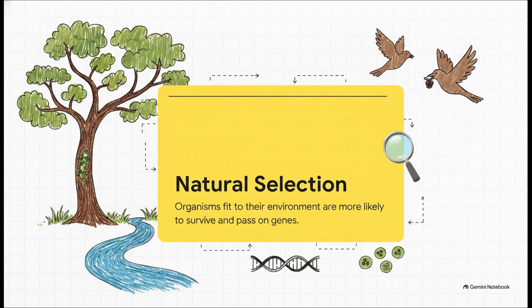So the key takeaway here is that nature is essentially selecting the traits that offer an advantage in a specific environment. If an organism happens to be better camouflaged or just better at finding food, it survives longer, it reproduces, and those advantageous traits increase over generations.